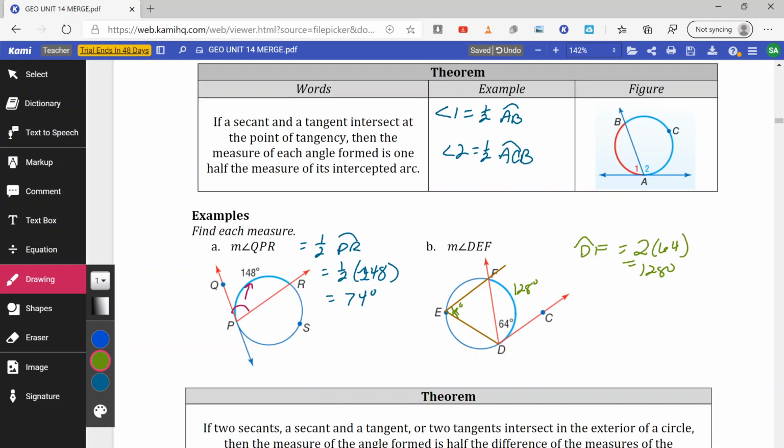Now DEF is actually an inscribed angle, and we learned previously that inscribed angles are half of the intercepted arc. So DF being the intercepted arc, angle DEF is equal to half of arc DF, which is half of 128, which ends up being 64 degrees as well. So angle E is going to be 64 degrees.